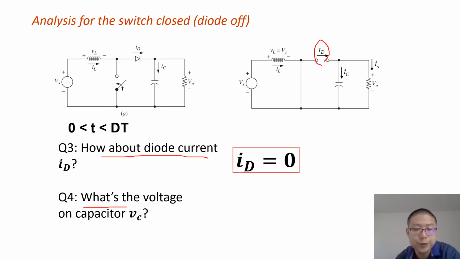Question 4. What's the voltage on the capacitor? So this will use the previous assumption. We assume that the capacitance is infinite large, so the capacitor is in parallel with the load. So the voltage on the capacitor equals the load voltage VO.